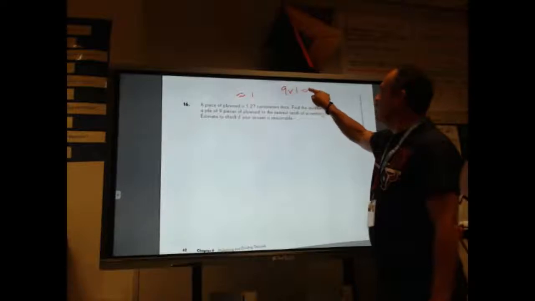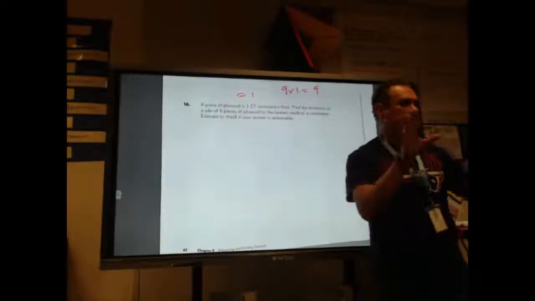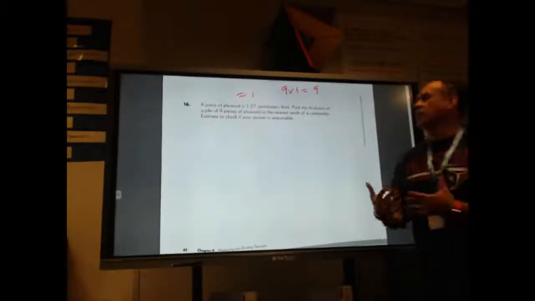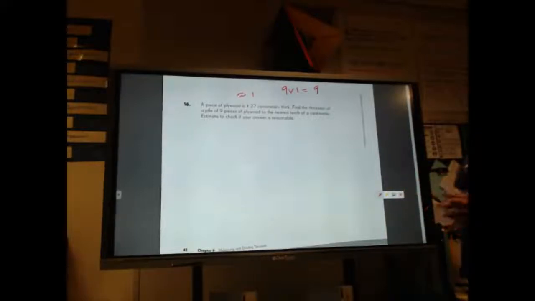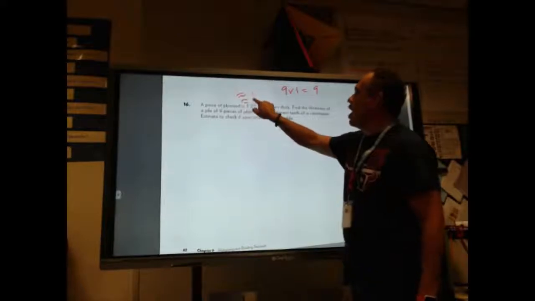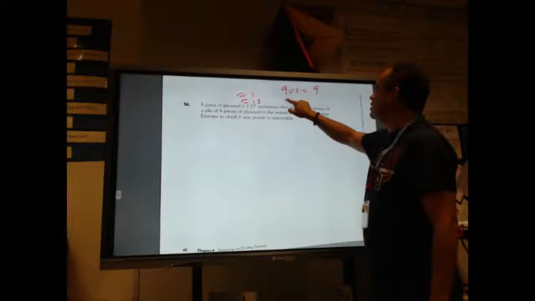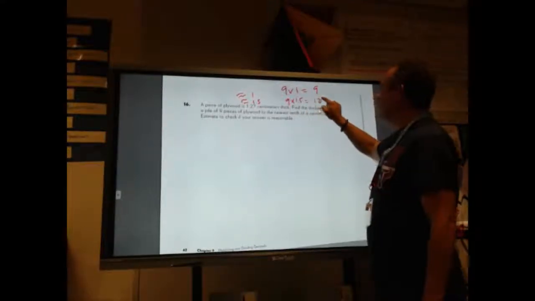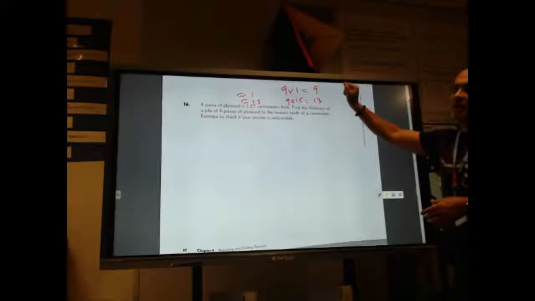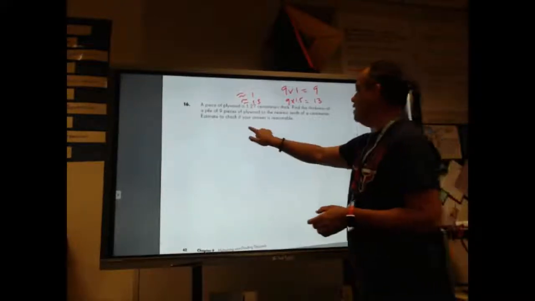9 times 1 equals 9. So I'm looking at about 9 centimeters. If I round it to about 1.5, then I'm looking at about 9 times 1.5. I'm estimating to be around 13. So anything between 9 and 13 should be my answer, but closer to 9. All right, well, let's see. Let's work it out. So I'm going to write this down here.